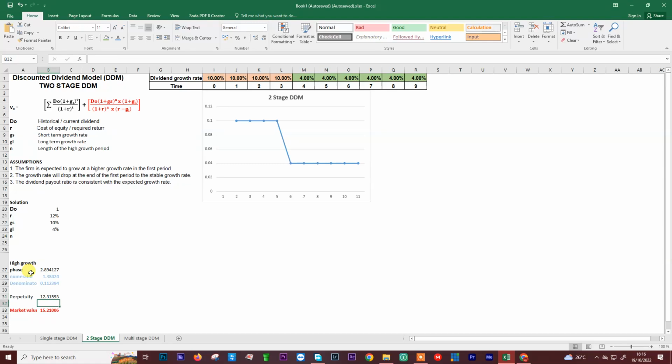So to get the market value right here, you can see in the formula bar right over here, it is just B27 plus B31. So you double click it, it gives us the high growth phase plus the perpetuity phase. We get the market value as 15.21.